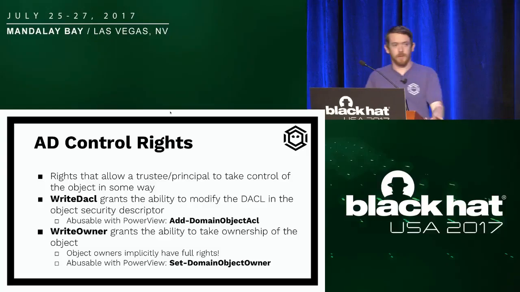So what do I mean by control rights? There are a couple of rights that will allow a trustee or principal to take control of the object in a specific way instead of modifying the actual object itself. So WriteDacl will grant us the ability to modify the DACL, right? It is abusable with PowerView with Add-DomainObjectAcl. And WriteOwner grants us the ability to take ownership of the object in Active Directory. And the reason we care about this is that owners have implicitly complete rights on the object, even if there's an explicit deny. So even if Will has complete deny on Andy, if I'm the owner, then I have full access. And this is abusable with PowerView with Set-DomainObjectOwner.